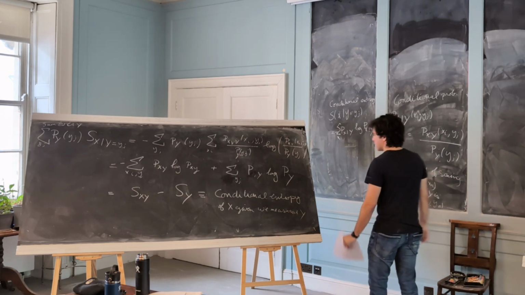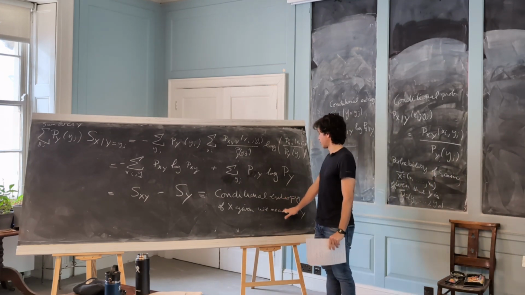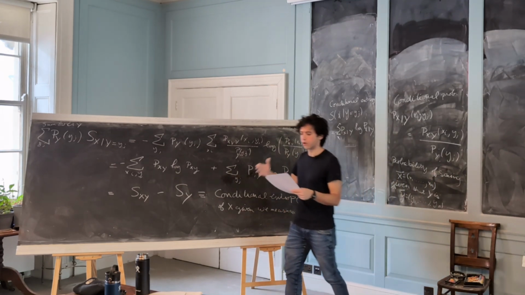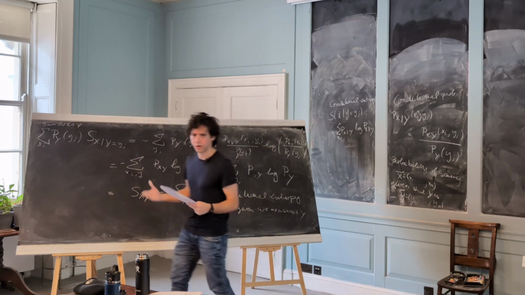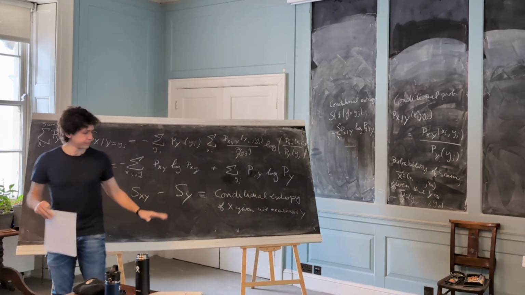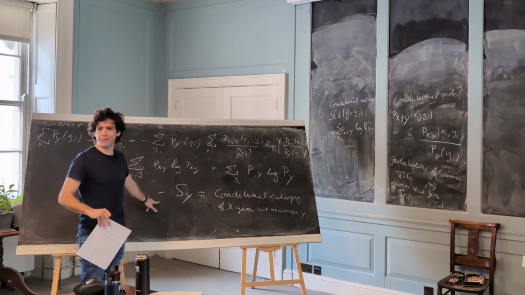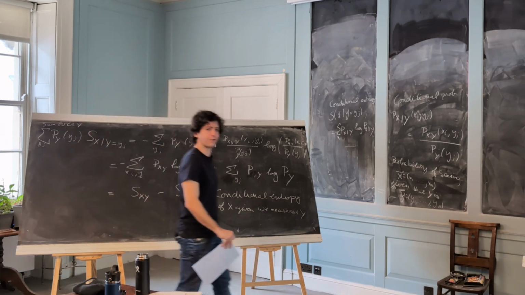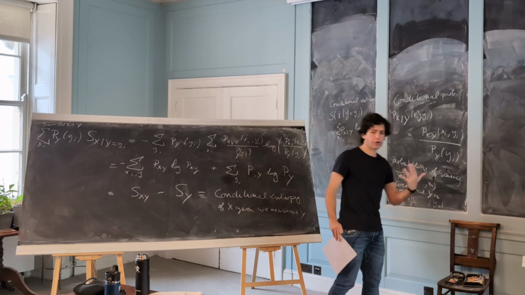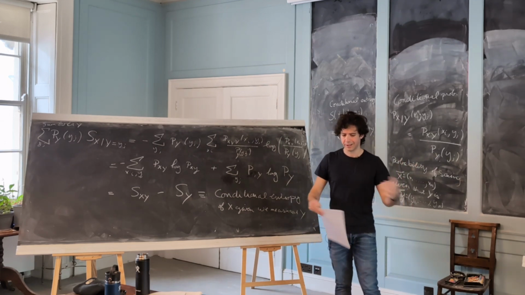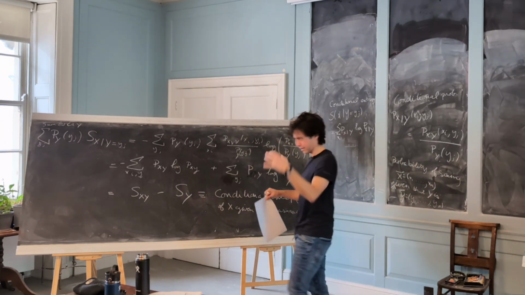So this conditional entropy of x given y is the amount of information remaining in x once y is known. That's what this measures for you. So you just take the total amount of information and you subtract out the information in y. So it's the total amount of information left in the subsystem x.